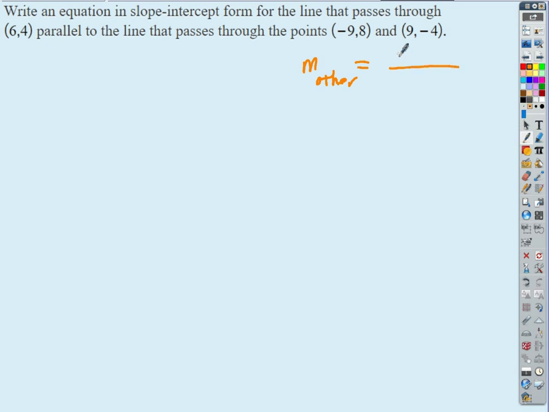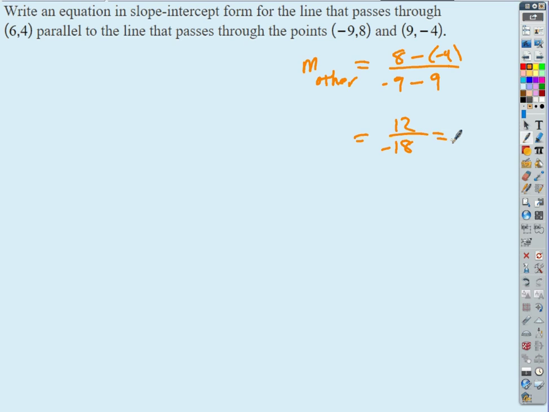So say it again. 8 minus -4, that's fine, divided by, okay, good, very good. If I'm subtracting the second value from the first, for the y's I have to do the same thing for the x, right? So I get -9 minus 9 then. And what's that going to give me? On the top I get 8 minus -4 is, on the bottom, -9 minus 9 is?